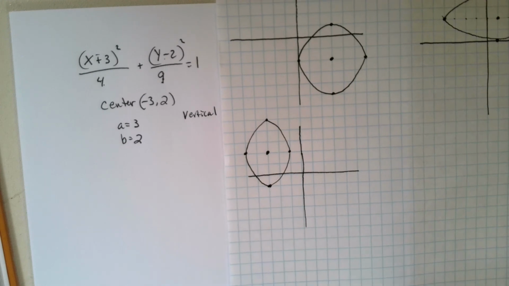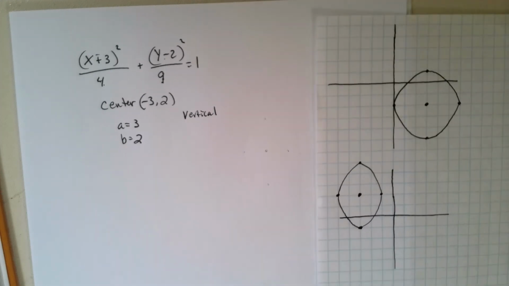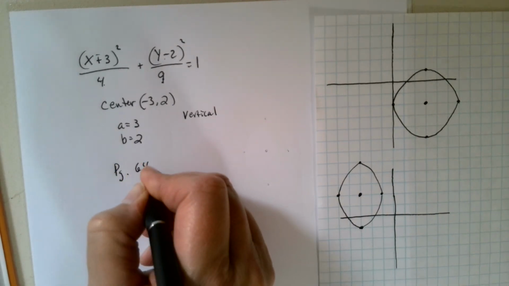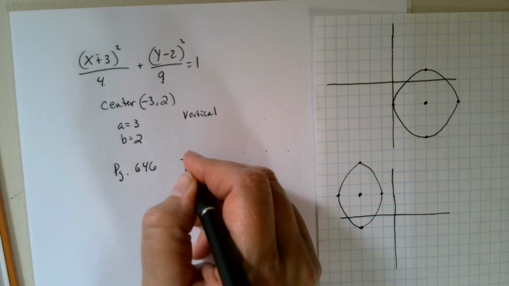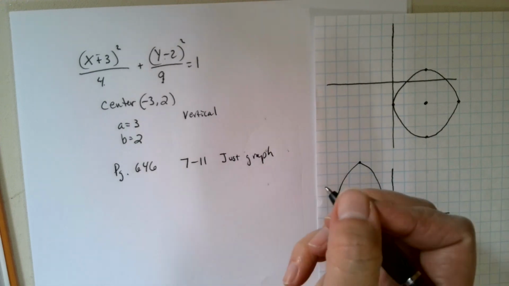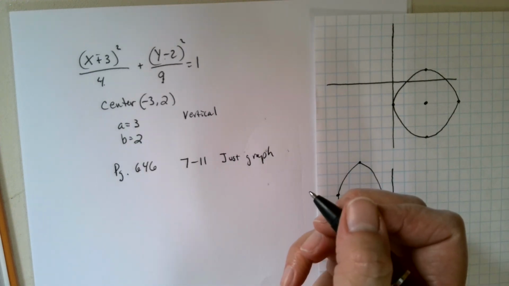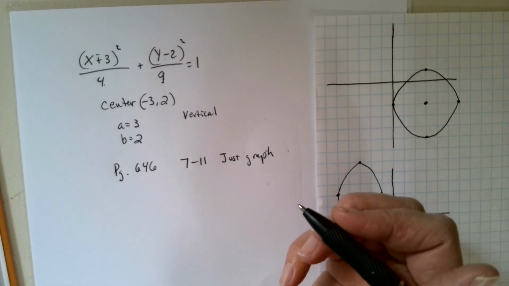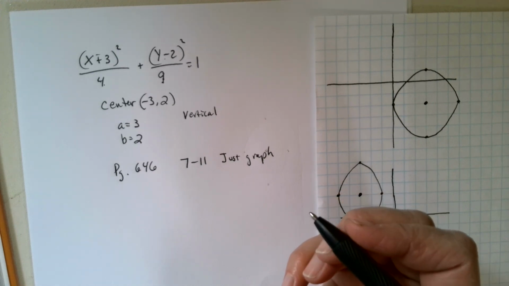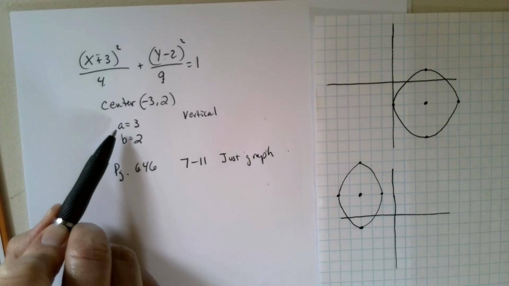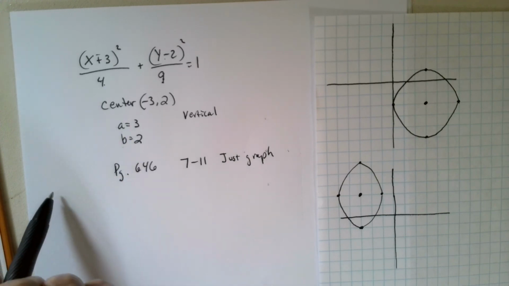So for today, you're going to be doing some graphing of ellipses. Your work is going to be in the book on page 646. I want you to do 7 through 11. The directions ask you to do a whole bunch of stuff, which isn't necessary for the ACT. Again, we're just covering the basics that could help you get an extra question or two on your ACT. All I want you to do is graph. Tell me the center and the a and the b and make a graph.